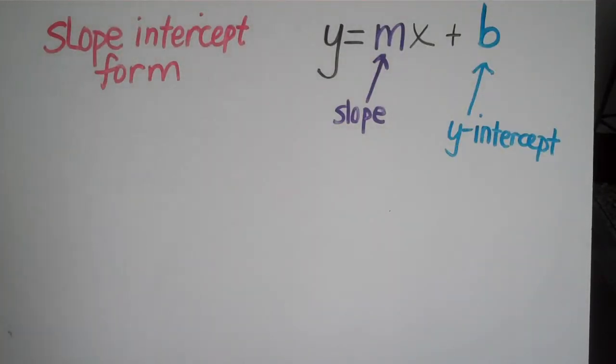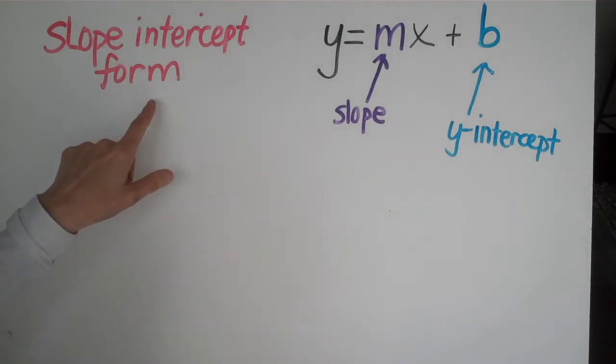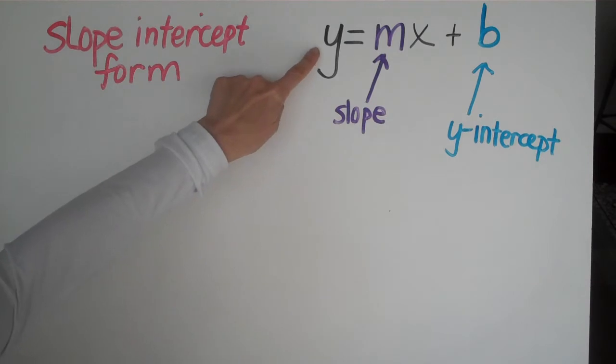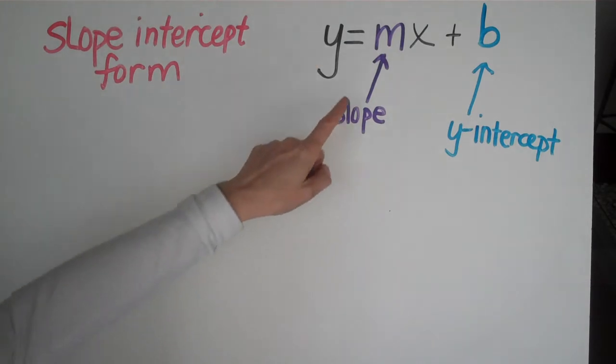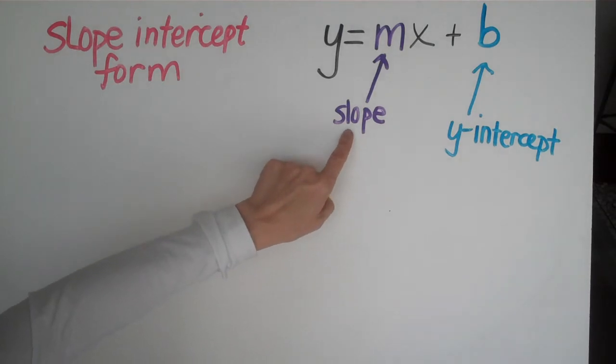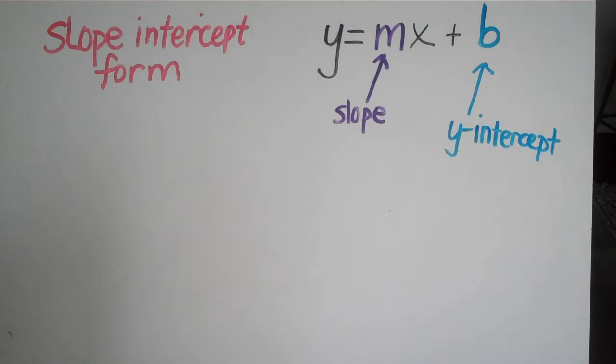The first thing that you need to know is the formula. Slope-intercept form is written as y equals mx plus b. You know from prior videos the slope is the m, and now the b is the y-intercept. So what does that really mean?